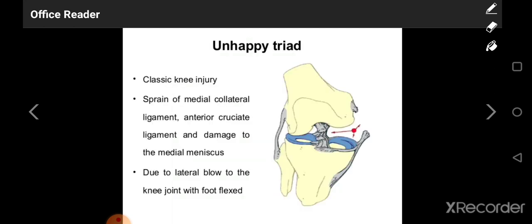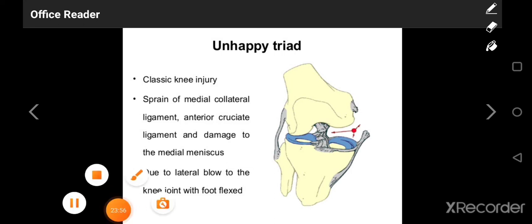Then there is a term known as unhappy triad. Triad means three things are happening in this knee. So in this injury there is sprain of the medial collateral ligament, the anterior cruciate ligament and damage to the medial meniscus. So three things are injured: the medial collateral ligament, the medial meniscus and the anterior cruciate ligament. These three structures are torn due to a lateral blow on the knee joint when the foot is flexed. This is known as unhappy triad.